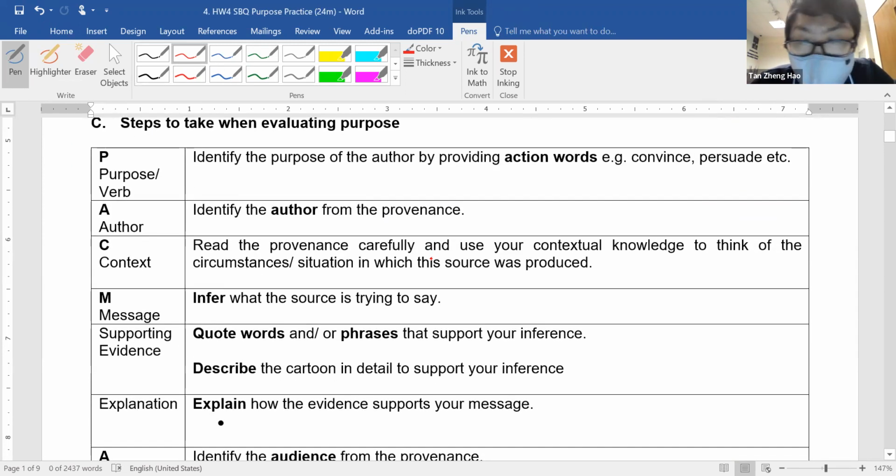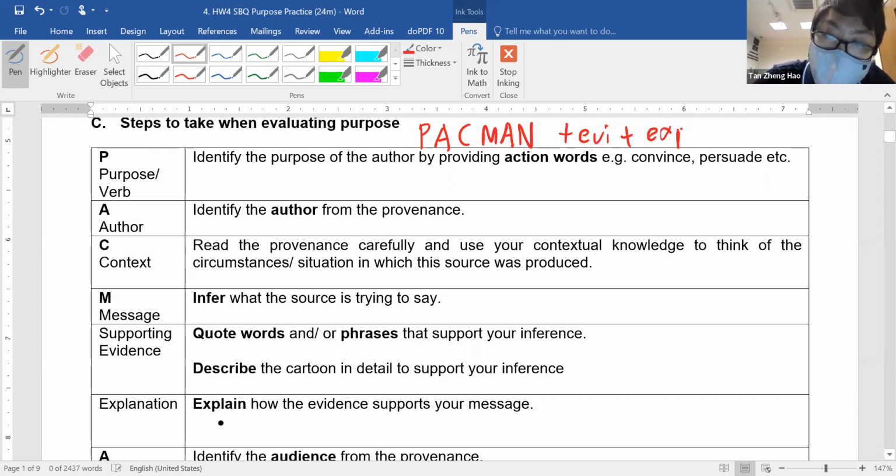And the acronym that you want to remember in terms of the structure, I think most of the teachers have taught you this already, is Pac-Man. But I would like you to also remember, besides Pac-Man, you need to give your evidence, and you also need to explain your evidence. Of course, as with all your history source-based work, whether it's inference or comparison, you need to give evidence and explanation.